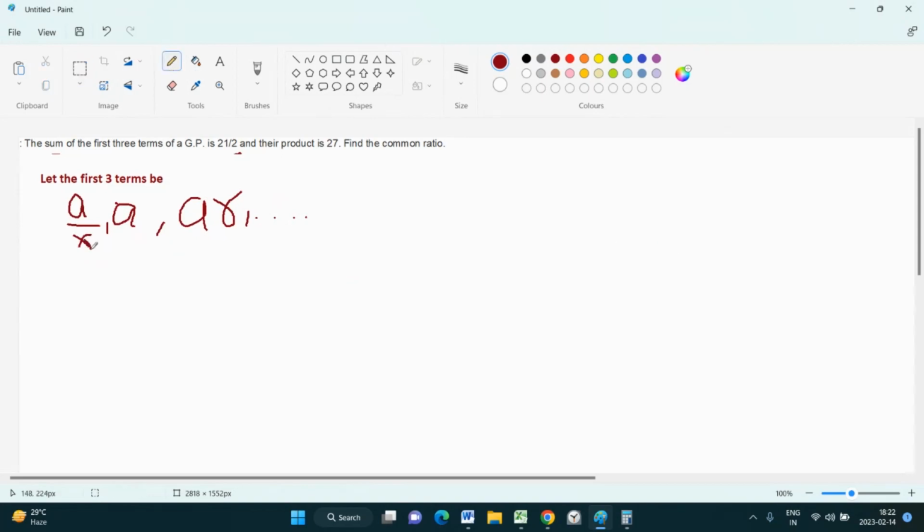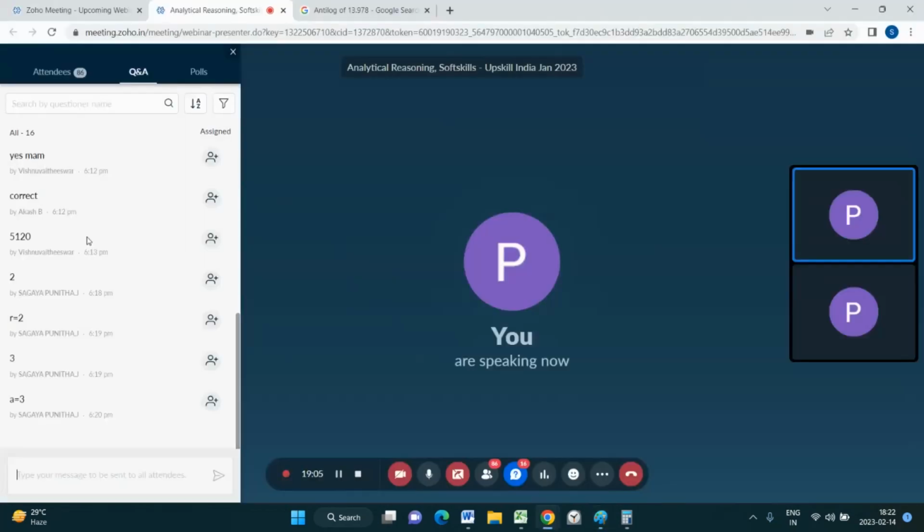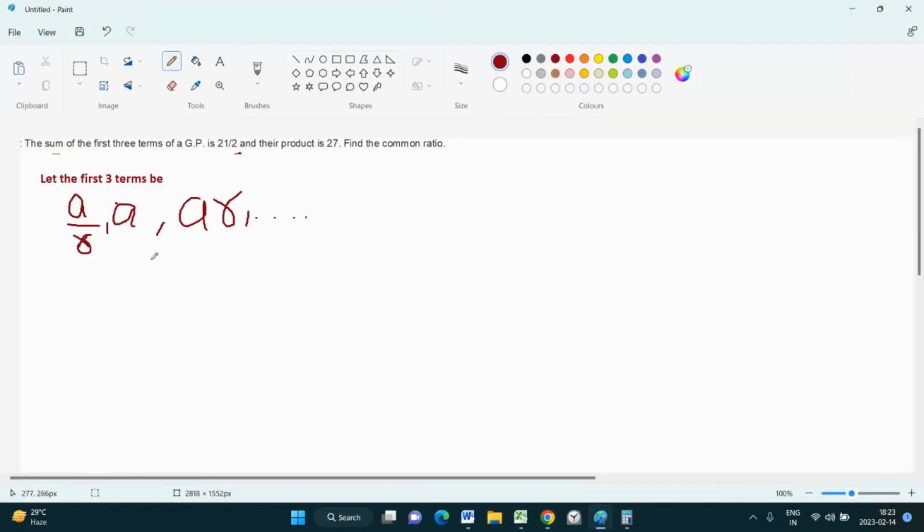Fine? Agreed? Take the first three terms. If we say the first three terms, you will only take A by R, A, AR. Now what is the sum of this? The sum is A by R plus A plus AR, which is equal to 21 by 2.